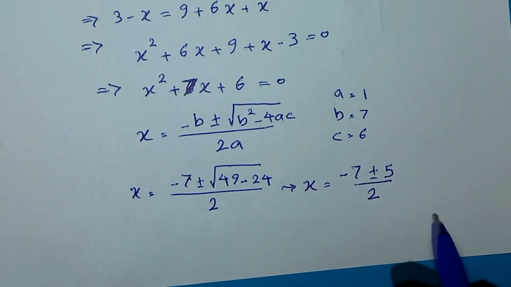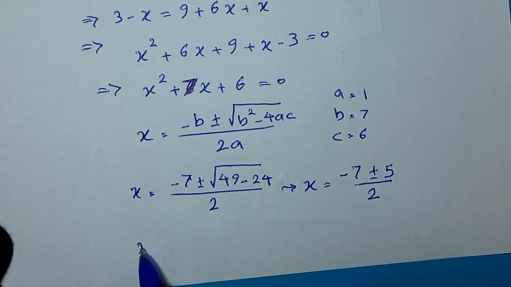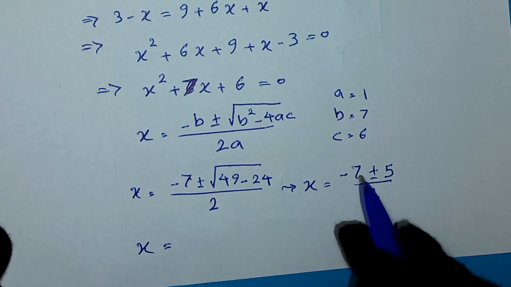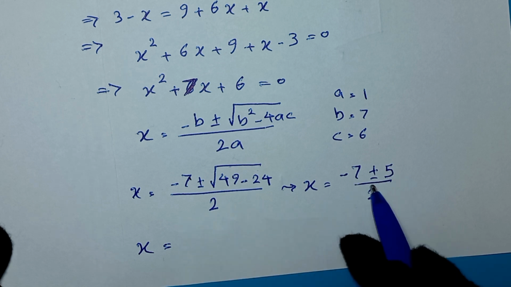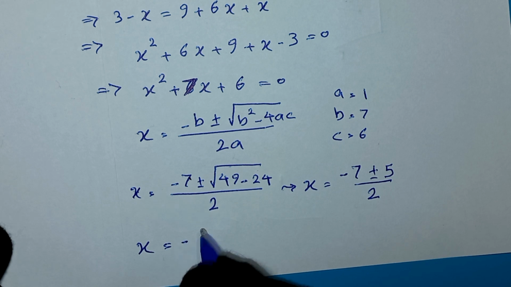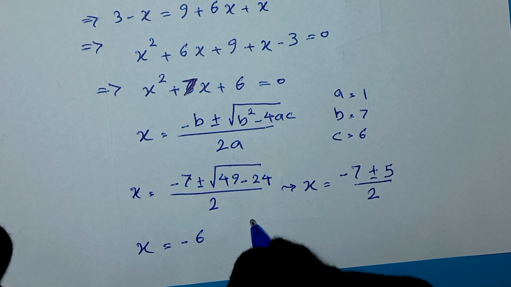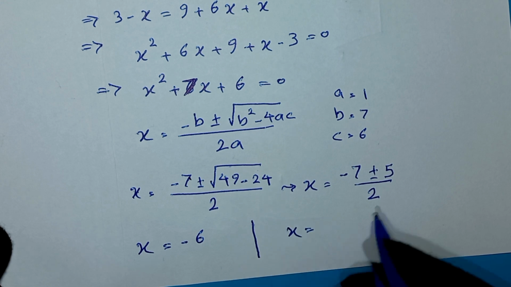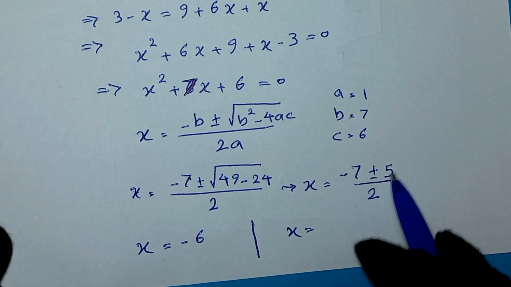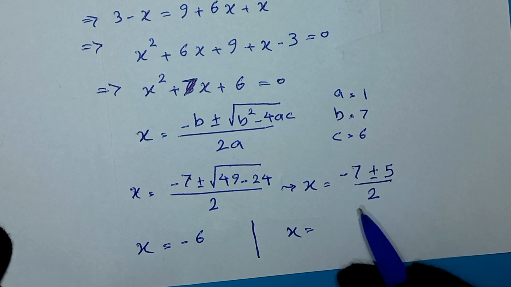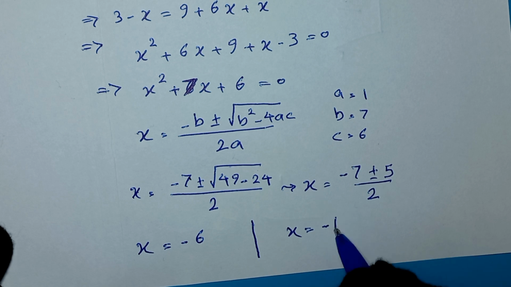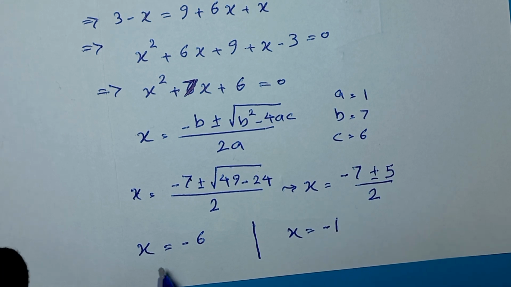And in here, we have two solutions for x. The first, x is negative 7 minus 5 over 2. Negative 7 minus 5 is negative 12, and over 2 is negative 6. And x is equal to negative 7 plus 5 over 2, and negative 7 plus 5 is negative 2, and over 2 is negative 1. Okay, so we have two solutions for x.